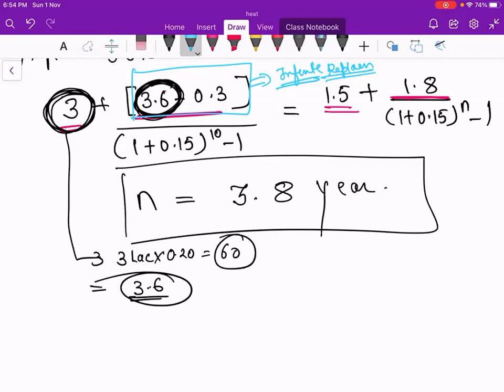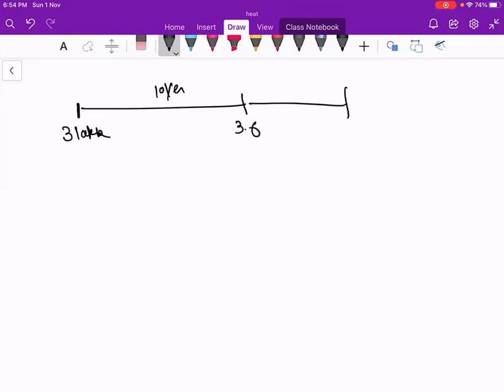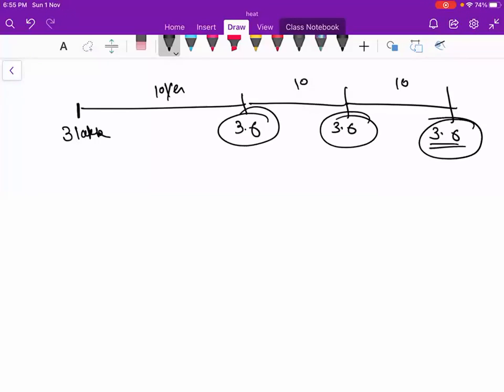Infinite cost means after every 10 years, if I want to draw a graph, it will be like this. First year the cost of the equipment is 3 lakh, but after 10 years it will be 3.6. Next 10 years it will be 3.6. Next 10 years it will be 3.6. It is just like that. So that is the meaning of that statement, that it remains the same.